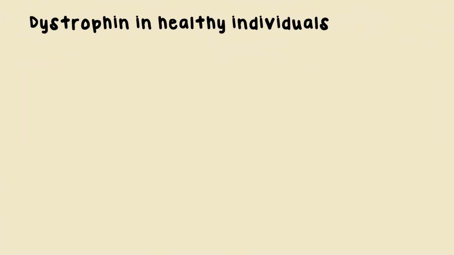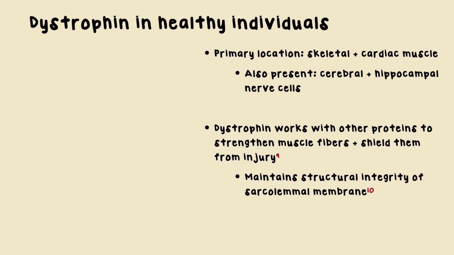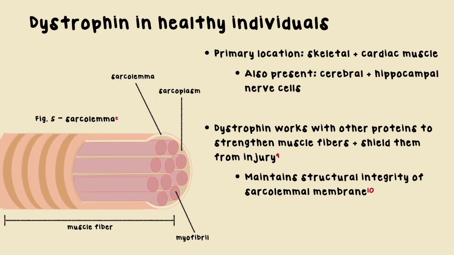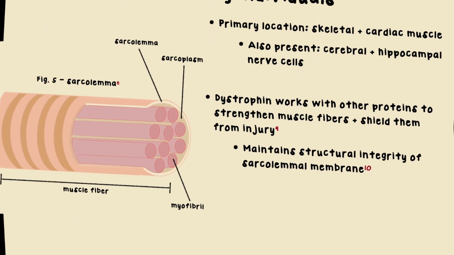So, dystrophin in healthy individuals. Dystrophin is primarily located in the skeletal and cardiac muscles, but can also be found in the brain, particularly the cerebral and hippocampal nerve cells. In healthy individuals, dystrophin will work in tandem with the other proteins to strengthen muscle fibers. So muscle fibers are made up of the sarcolemma, sarcoplasm, and myofibrils, as seen in Figure 5. Dystrophin will also work to shield muscle fibers from injury and maintain the structural integrity of the sarcolemmal membrane.